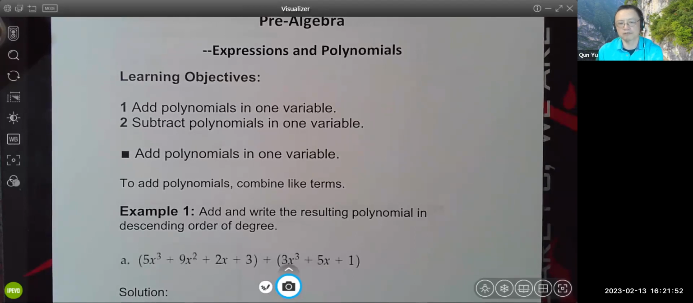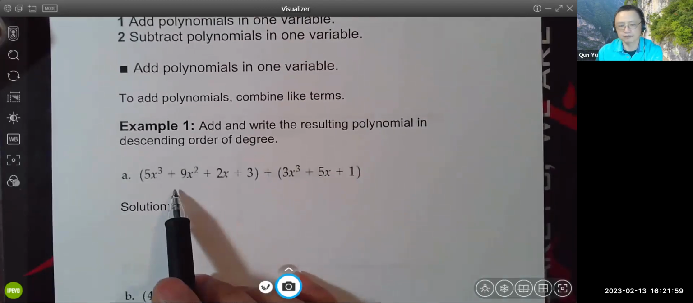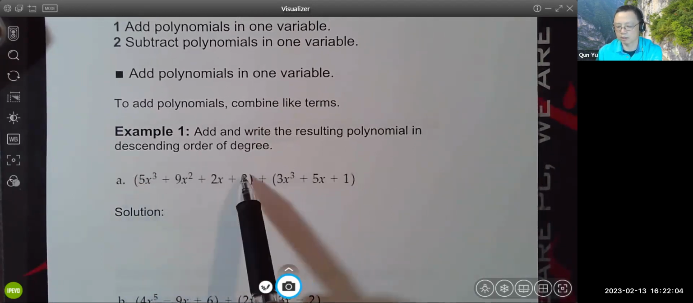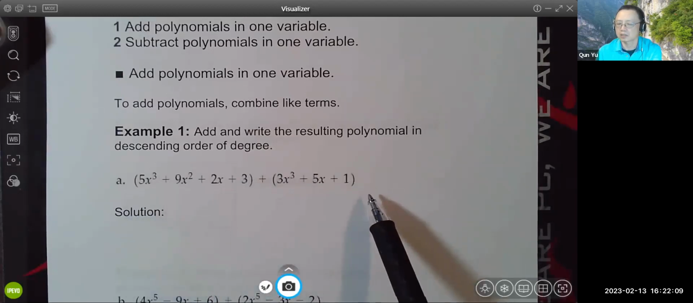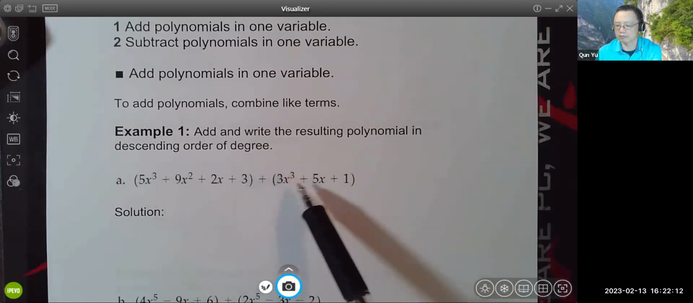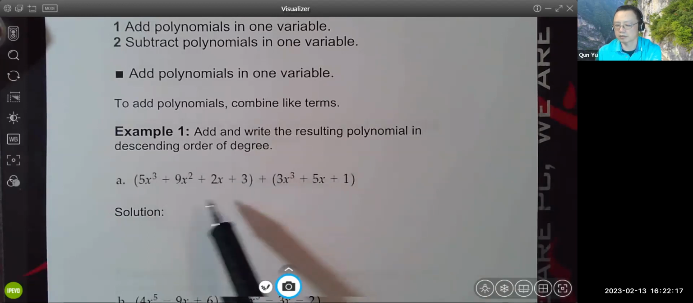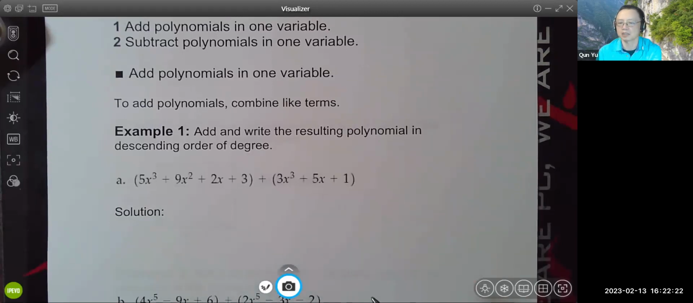So let's look at our first example, how to add polynomials in one variable. And this is our first example. First, we notice that we have two sets of parentheses surrounding each polynomial. Actually, we don't have to have these parentheses. The reason we have them is just to indicate this is the first polynomial and this is the second polynomial. Other than that, it makes no difference in terms of the final answer.